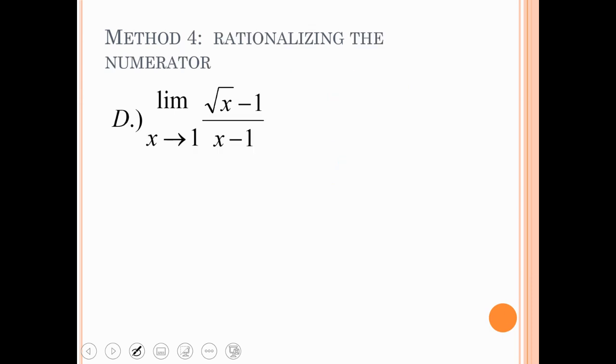Okay, this method is weird. I'll just tell you that right now because you don't normally do it. We teach you rationalizing the denominator, but really you don't rationalize the denominator very often in calculus. You rationalize the numerator. So it's the same idea. You have to multiply by its conjugate. The conjugate is the square root of x plus 1.